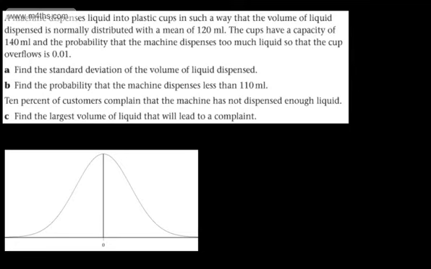In this video, we're going to do the fourth example of real-world applications of the normal distribution. We're told a machine dispenses liquid into plastic cups in such a way that the volume of the liquid dispensed is normally distributed with a mean of 120 ml. The cups have a capacity of 140 ml and the probability that the machine dispenses too much liquid so that the cup overflows is 0.01. In part A, we need to find the standard deviation of the volume of the liquid dispensed, and in part B, we need to find the probability that the machine dispenses less than 110 ml.